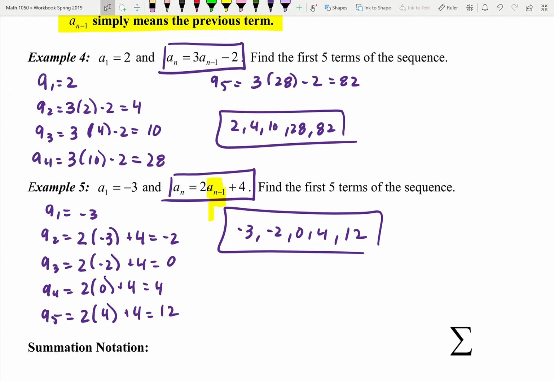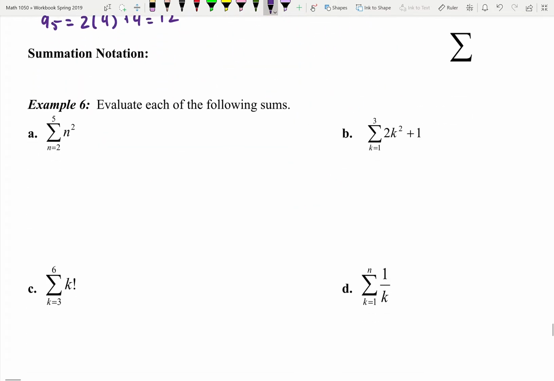The rest I'm going to teach you, I think the probability is pretty low. The way it was worded on last semester's final, just so you know, they said a sub 1 is 2, a sub n is 3 times n, a sub n minus 1 minus 2, find a sub 4. So it was like find the 4th term. Then the answer would have just been 28. That's it. Okay. All right.